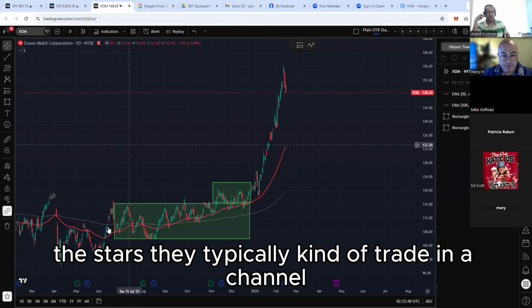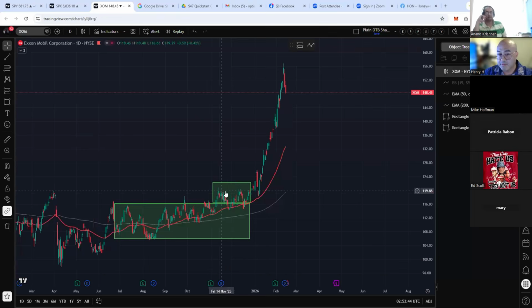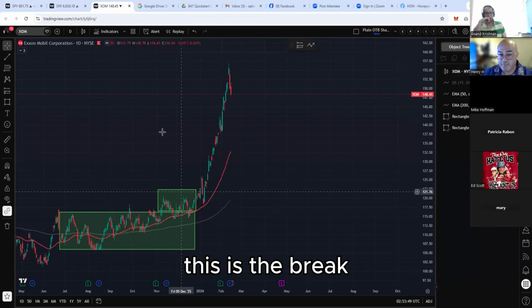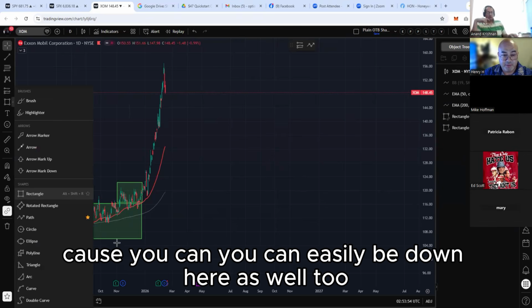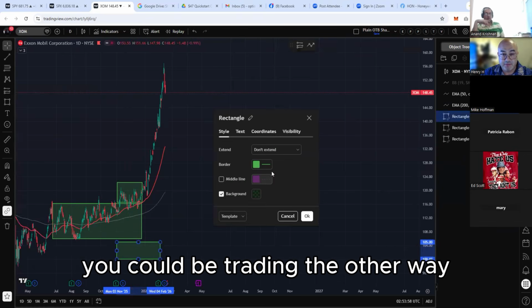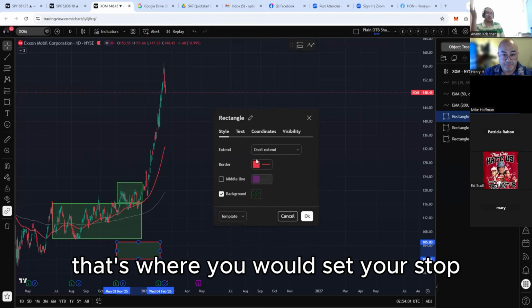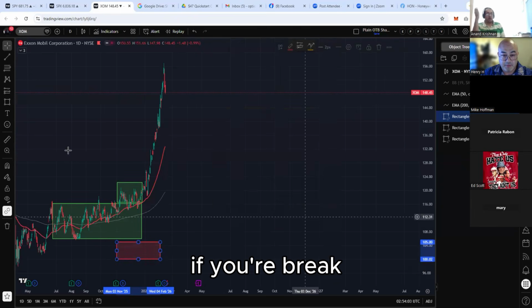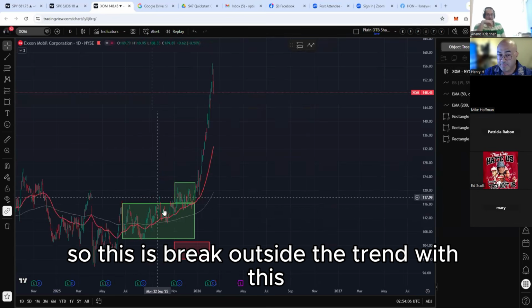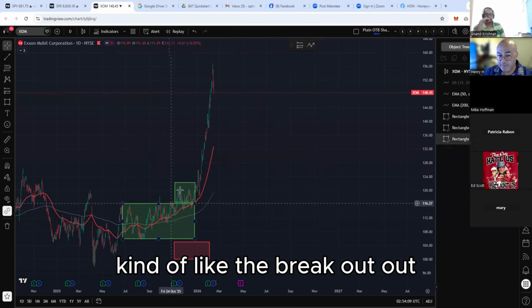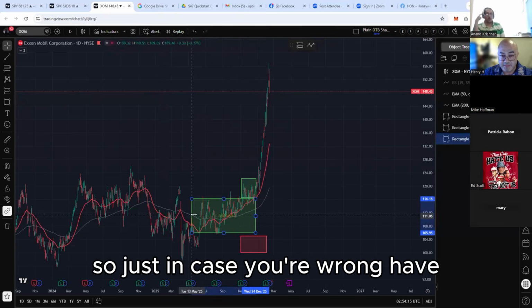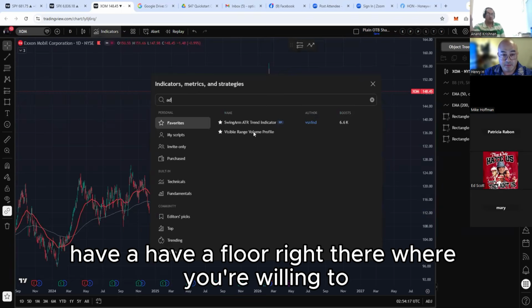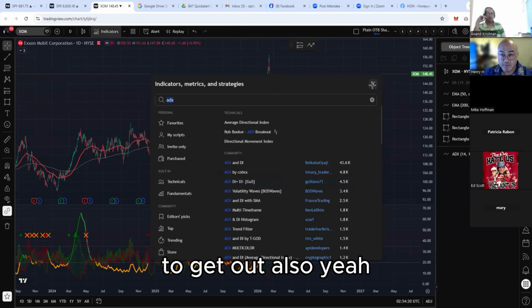The stocks typically trade in a channel until they're outside the channel. This is your buy zone right here. This is the break out of the trend. You can break up or you can break down. When you see these, you should keep a lookout because you can easily be down here as well, trading the other way. So that's where you would set your stop, just in case you're wrong, have a floor right there where you're willing to get out.